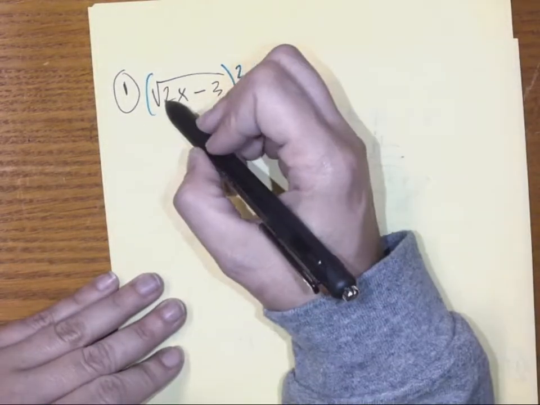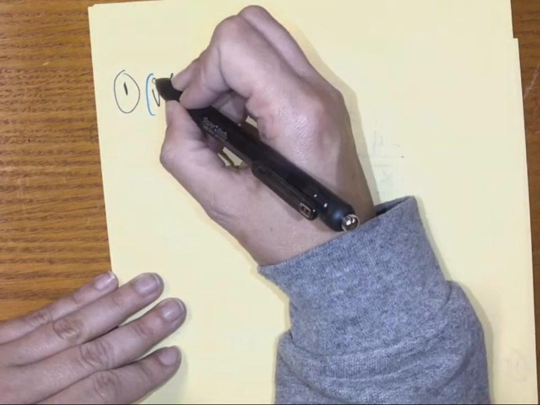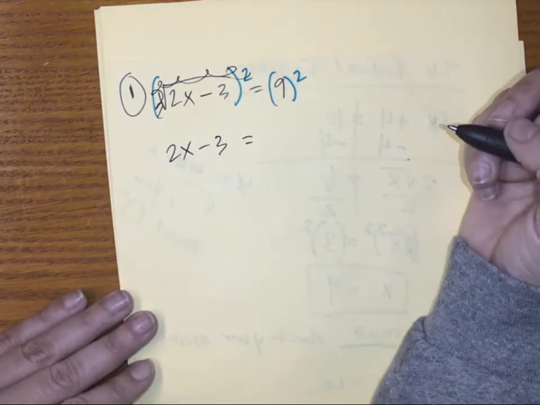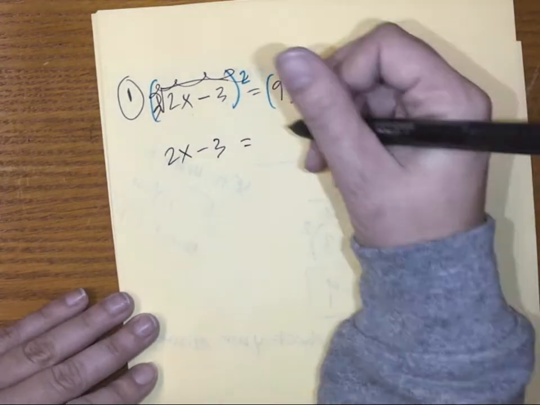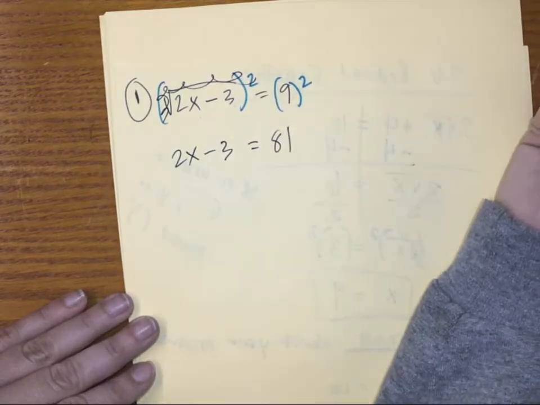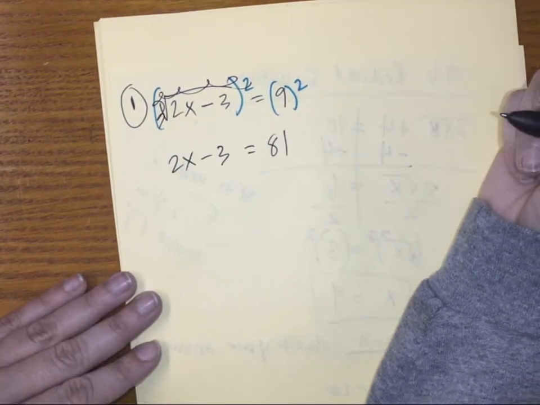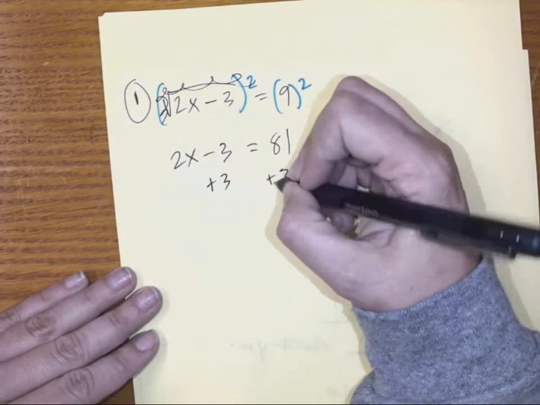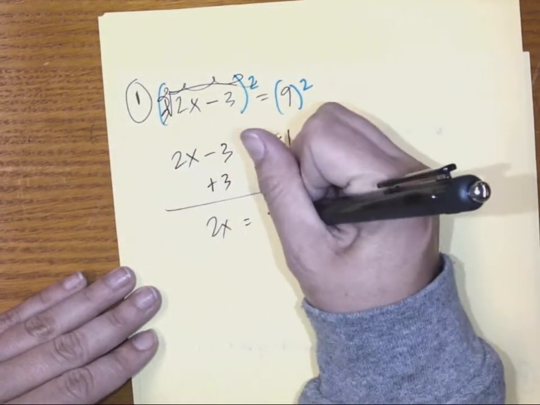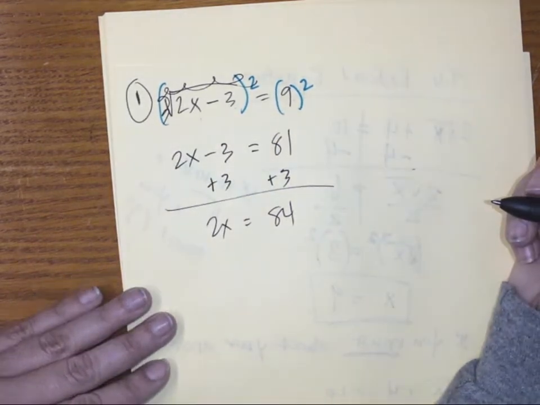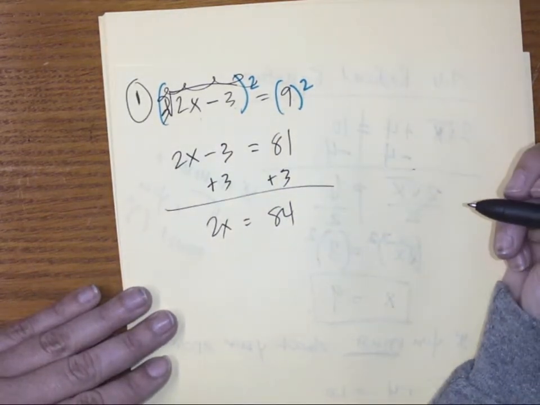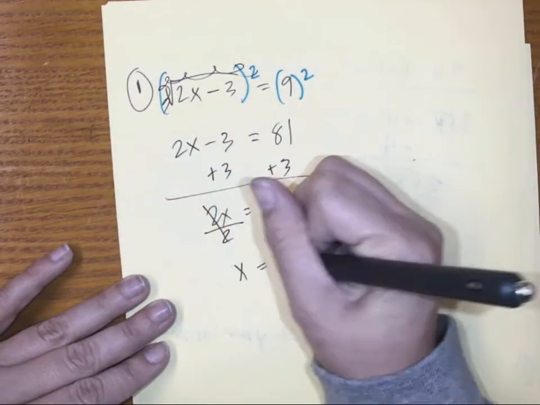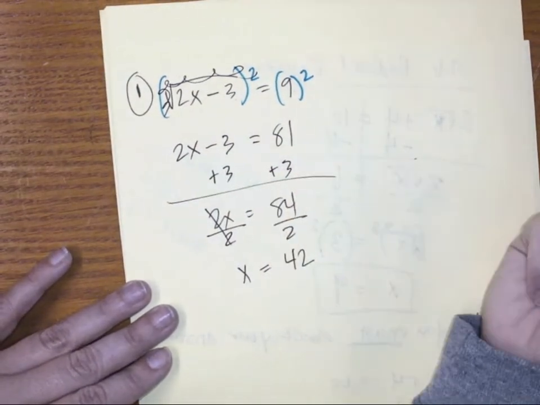On the left-hand side, square root squared, those undo each other, and I'm left with 2x minus 3. On the right-hand side, 9 squared is 81. Then I need to solve for x. So I'm going to move the 3. I'm going to add 3 to both sides, and I get 2x equals 84. Then divide both sides by 2. When I do that, 84 divided by 2 is 42.